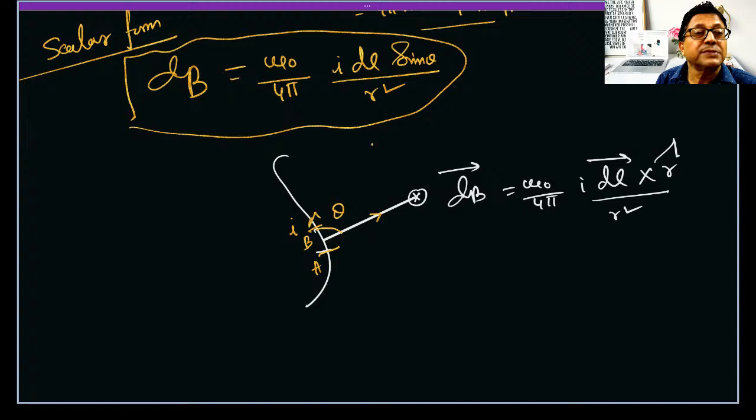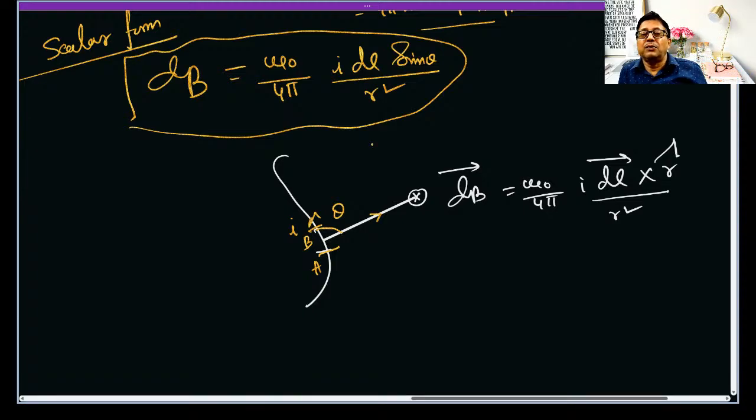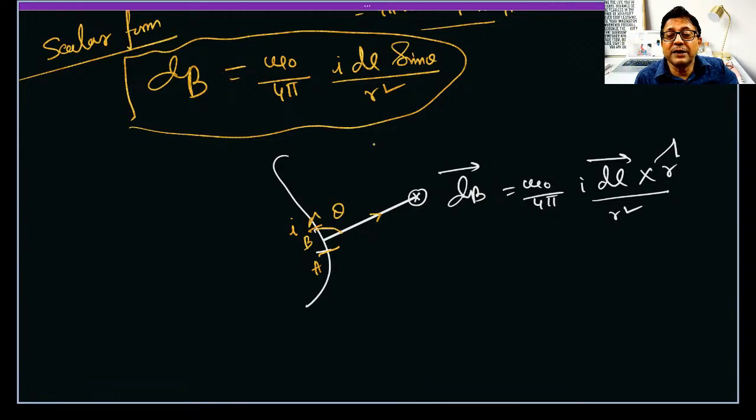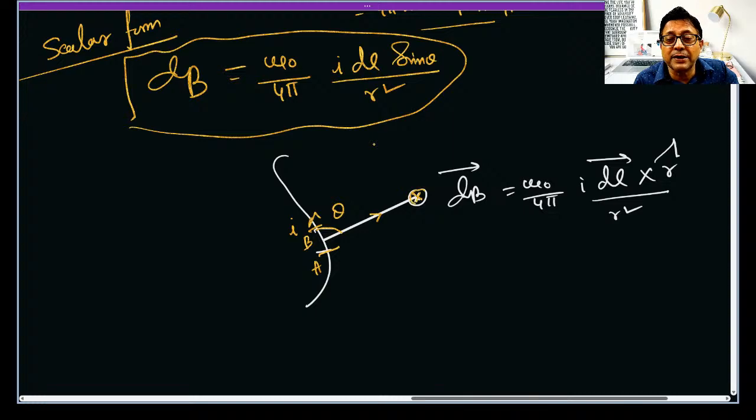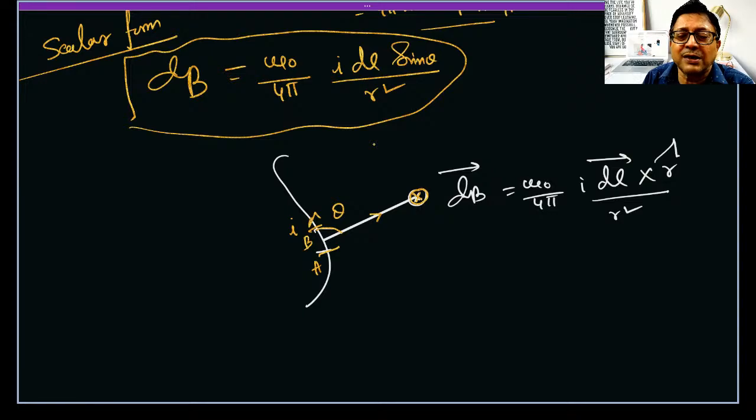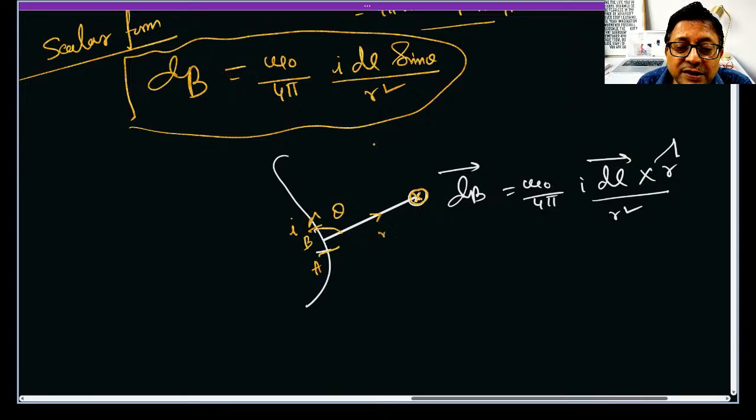Why dl cross r? Why is it directed that way? I told you, experimentally it is found to be perpendicular to the plane of paper and directed inward. The cross product concept says that if this is r vector and this is dl vector, dl to r, if we curl, then the thumb goes into the plane of paper. It is in accordance with the direct experimental observation. So we will never write r cross dl, it will be dl cross r. Clear? So dl cross r is perpendicular to the plane of paper.